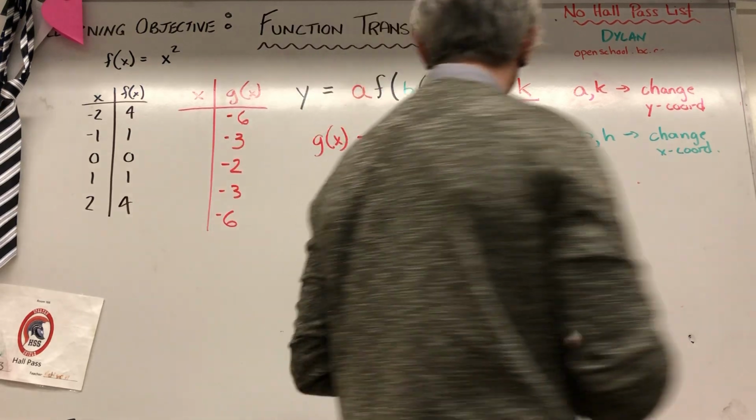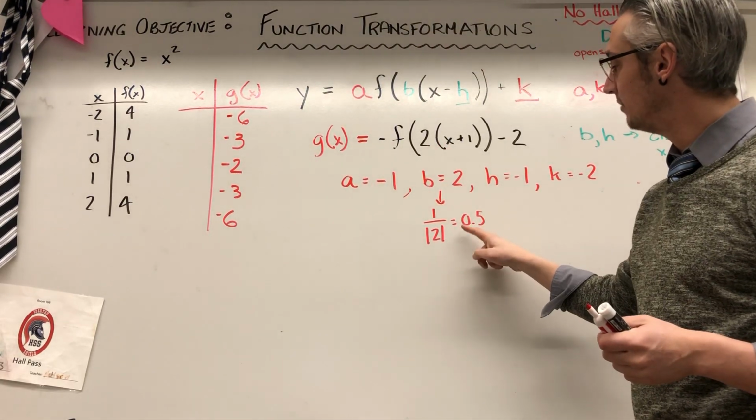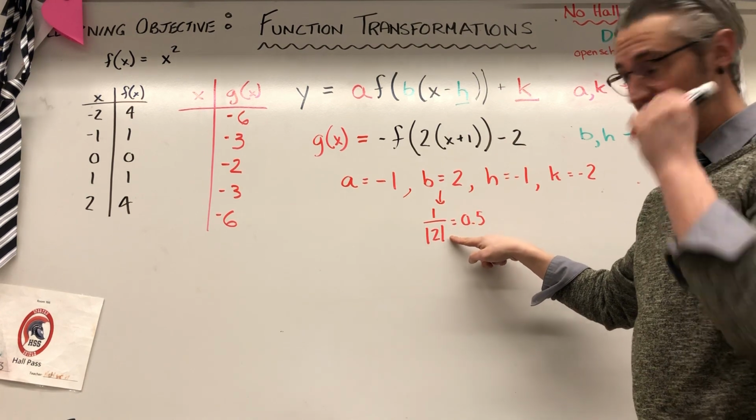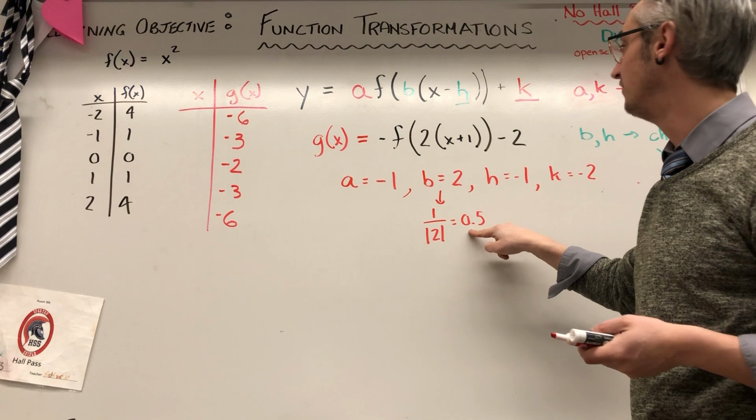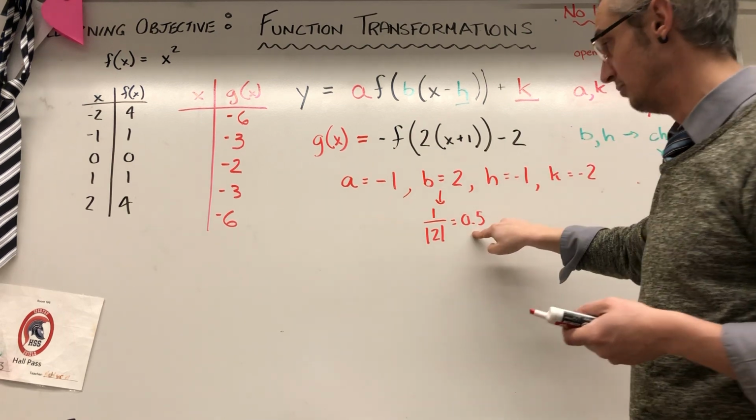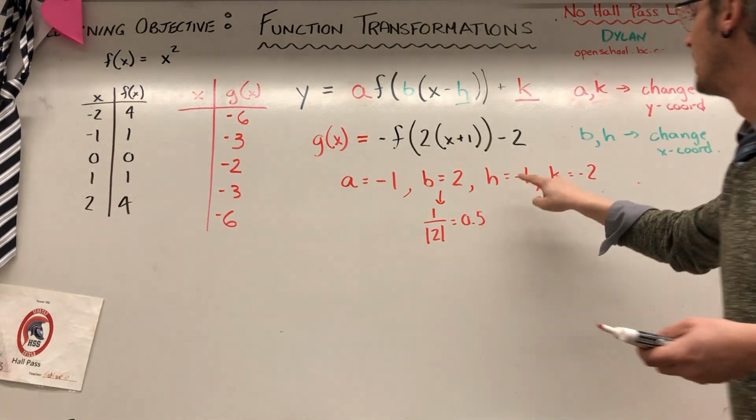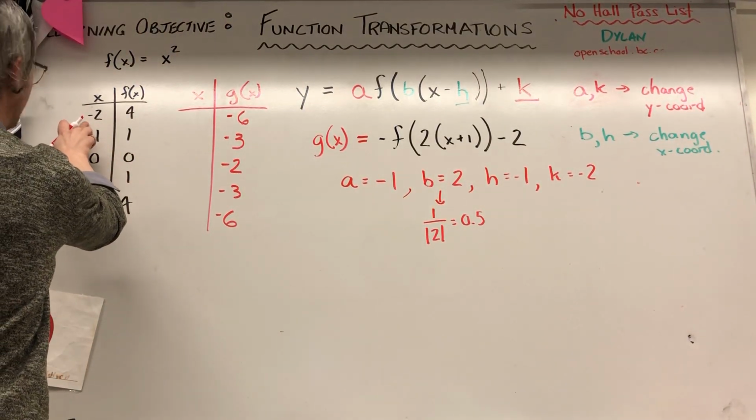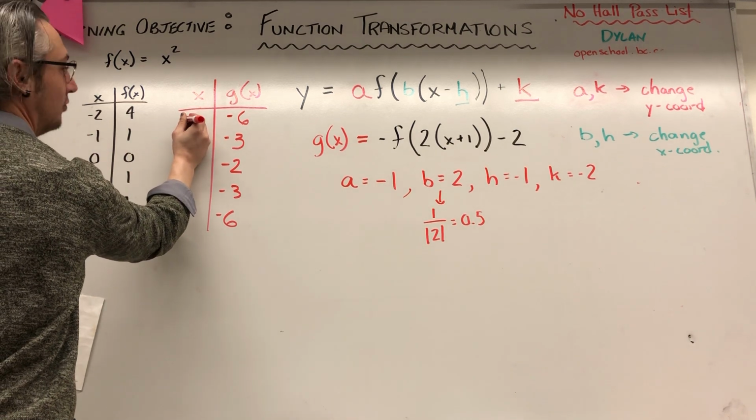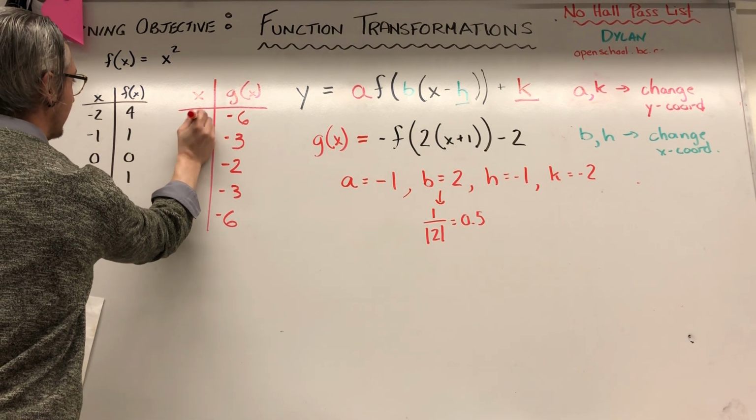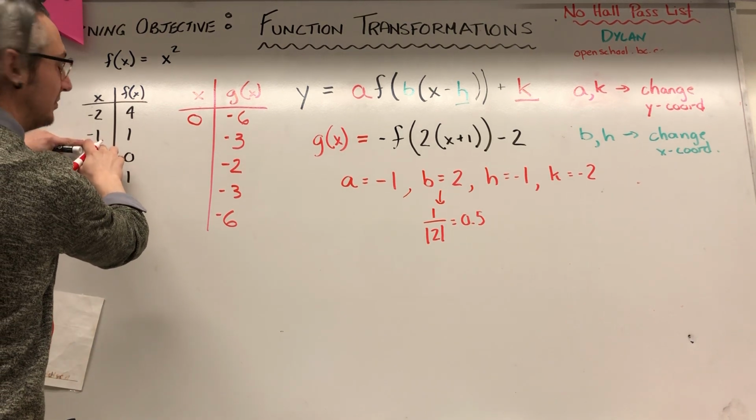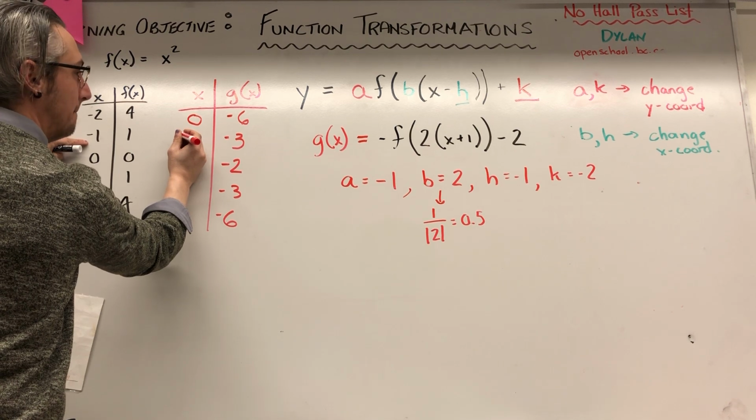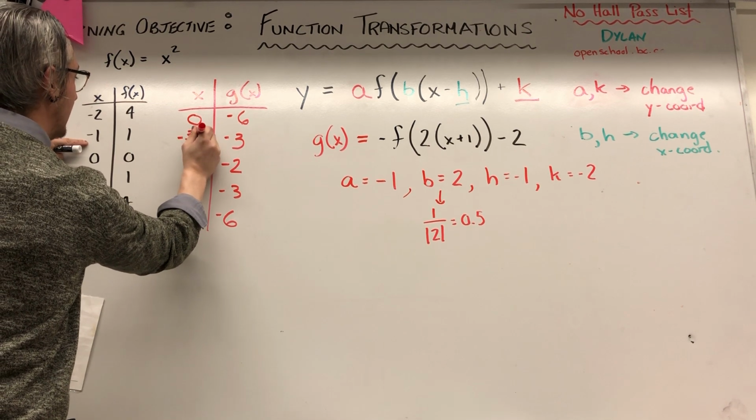Now let's do my x coordinates. So b was 2, so I'm actually doing a compression. It's 1 over, it's the inverse. So I'm going to multiply each x by 0.5. I'm applying my a and my b's first. I'm going to multiply each x by 0.5, and then I'm going to subtract 1. So -2 times 0.5 is -1, and then -1 is 0. -1 times 0.5 is -0.5. -0.5 minus 1 is -3/2.